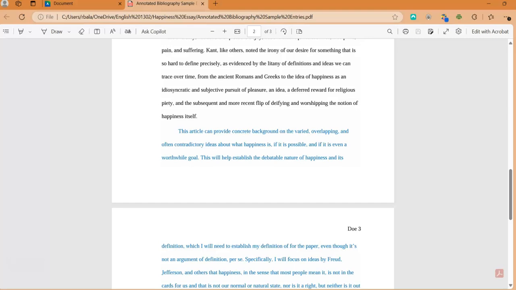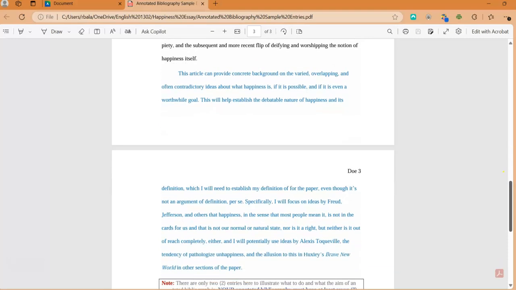Specifically, I will focus on ideas by Freud, Jefferson, and others that happiness, in the sense that most people mean it, is not in the cards for us and that it's not our normal or natural state, nor is it a right, but neither is it out of reach completely either. And I will potentially use ideas by Alexis de Tocqueville, specifically the tendency to pathologize unhappiness and the allusion to this in Huxley's Brave New World in other sections of the paper.